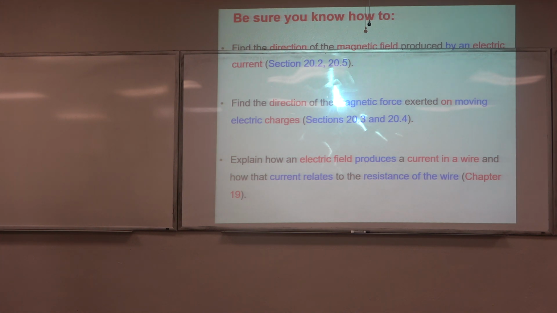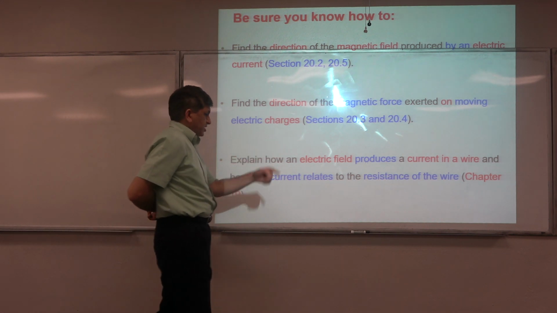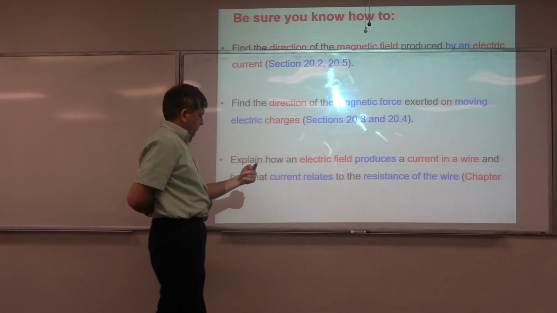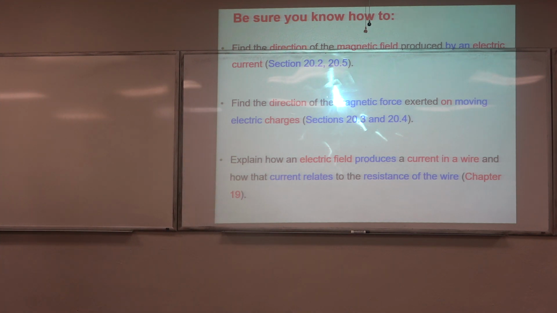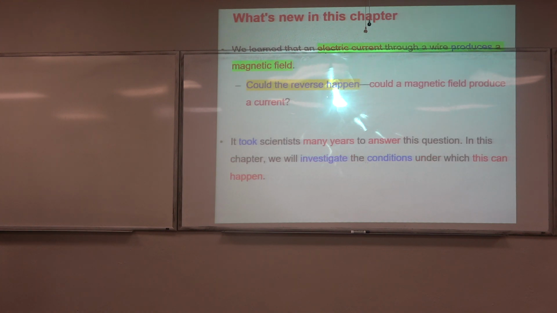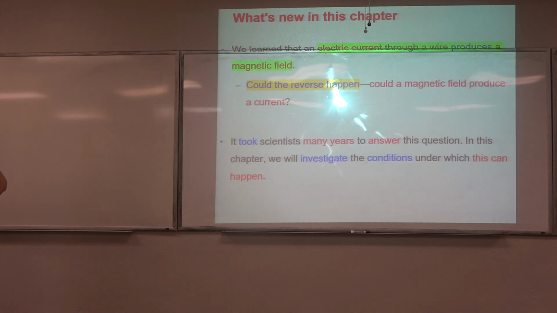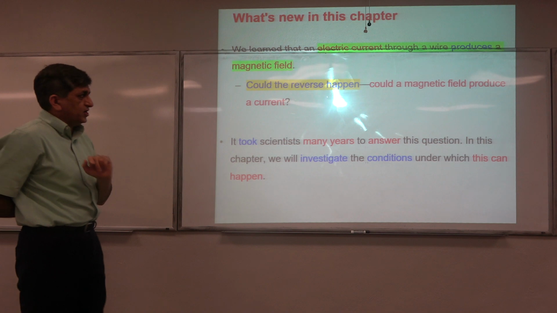We learned that the electric field produces a current in the wire, and how the current relates to the resistance of the wire, in chapter number 19. So all these things will be used over here. Now, what is new in this chapter? We talked about current, electric charges, electric current. We talked about magnets and the magnetic field. What is new here? We learned the electric current through a wire produces a magnetic field.